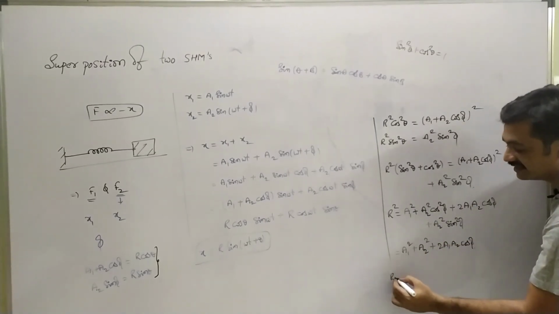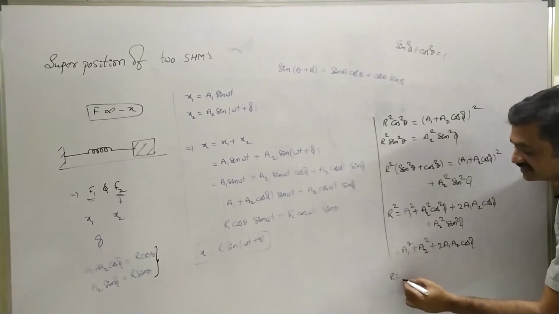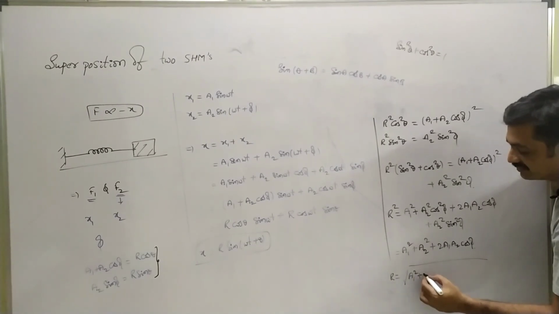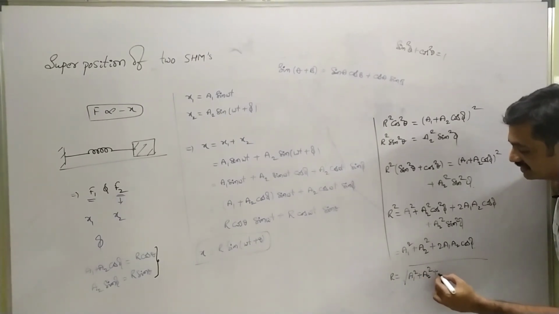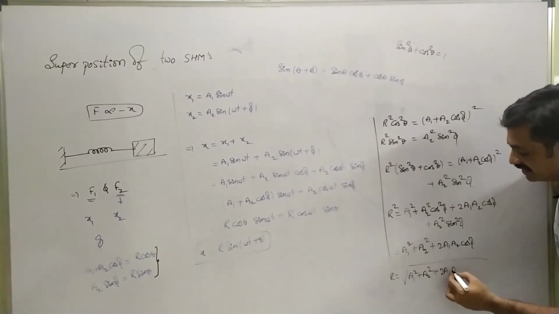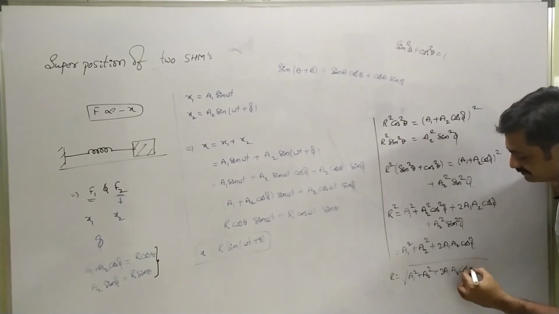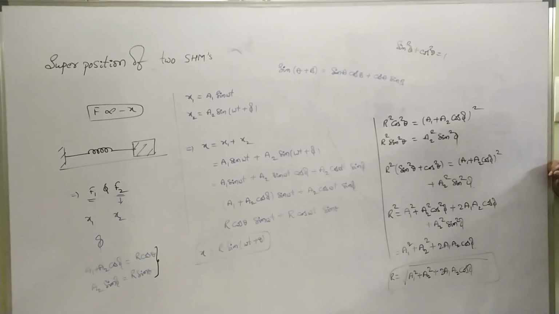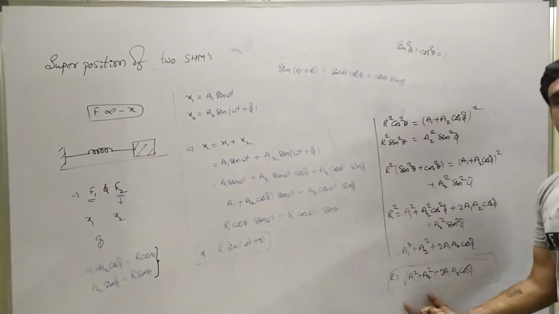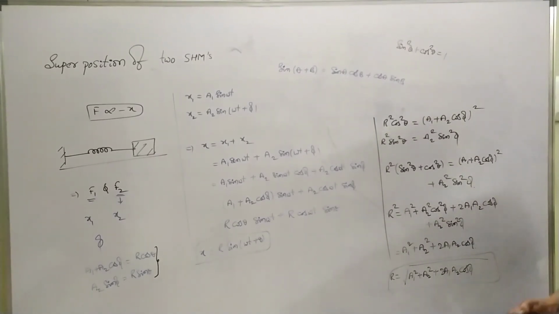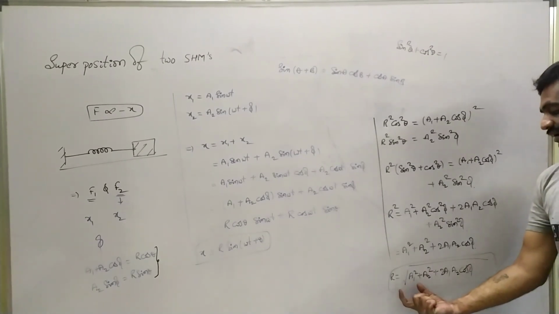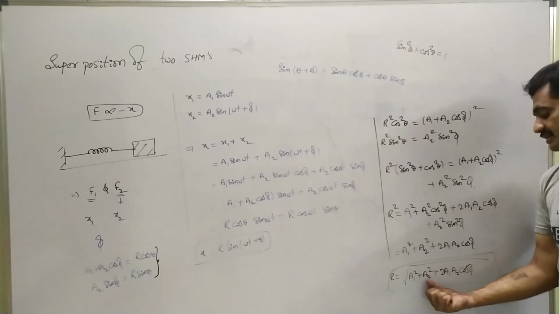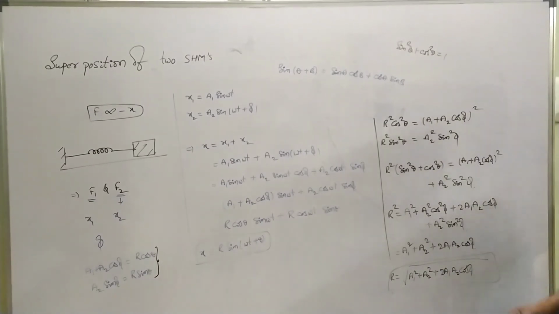Then the resultant amplitude is given as R equals under root of A1 square plus A2 square plus 2 A1 A2 cos phi. So this represents a resultant amplitude. Observe that it is in the form of a parallelogram, where R equals under root of P square plus Q square plus 2PQ cos theta.